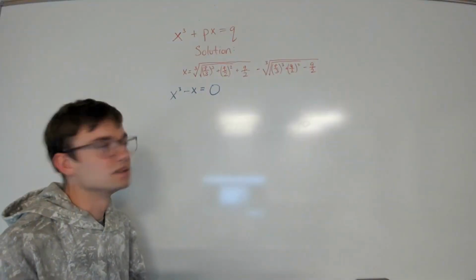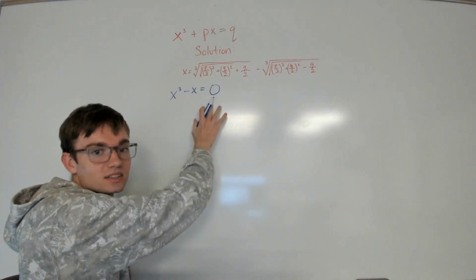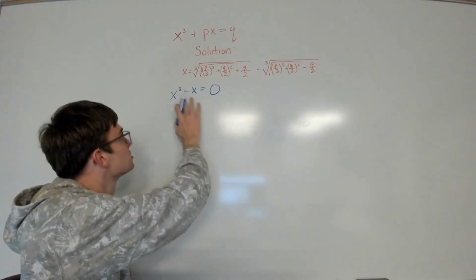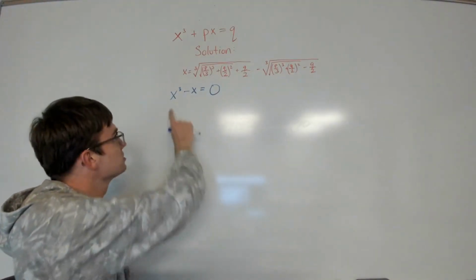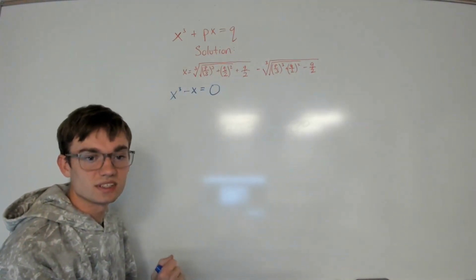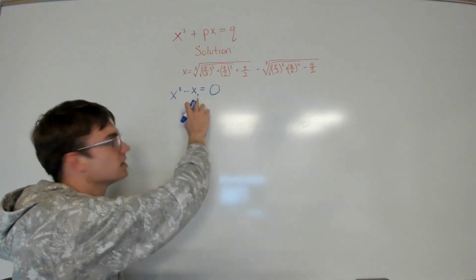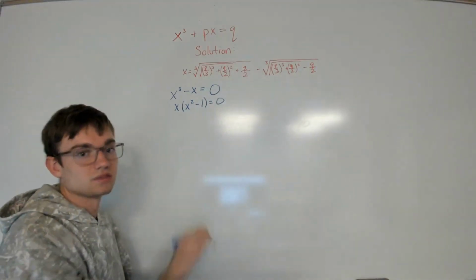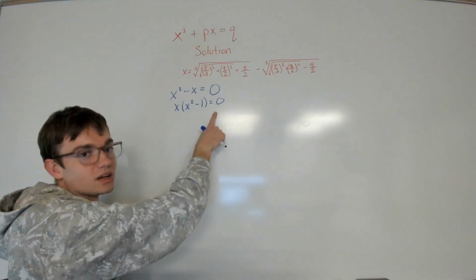Let's consider now this even simpler looking depressed cubic. x cubed minus x equals 0. So p is just minus 1 and q is 0. Well, the easiest way to solve this one is just by factoring, so let's do that first. We have an x in both terms, so we can just factor that right out. So we're left with x times (x squared minus 1) equals 0.